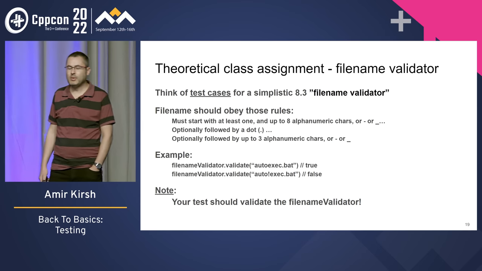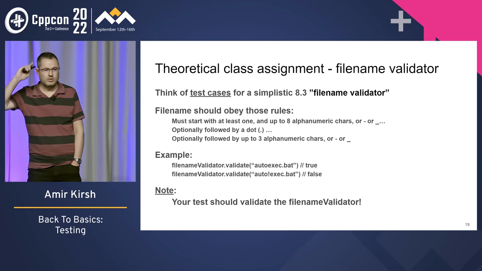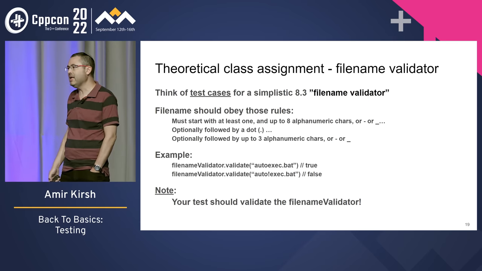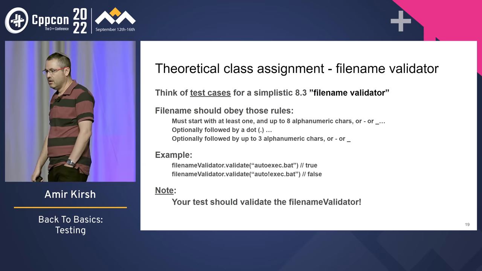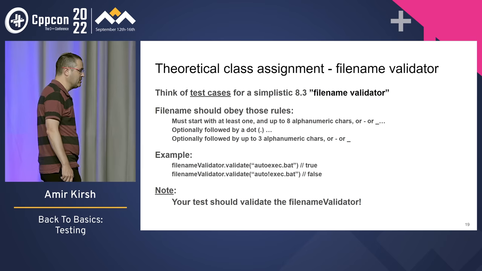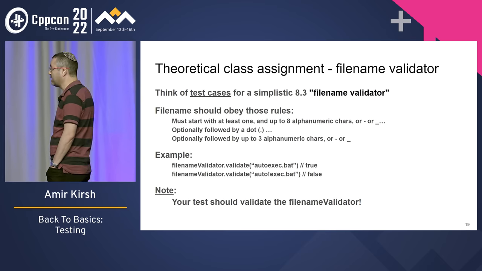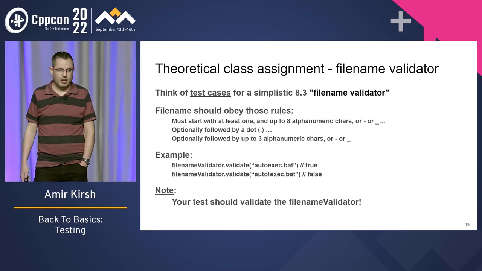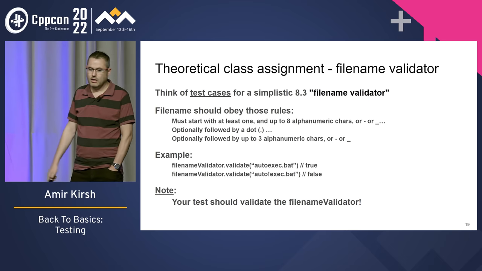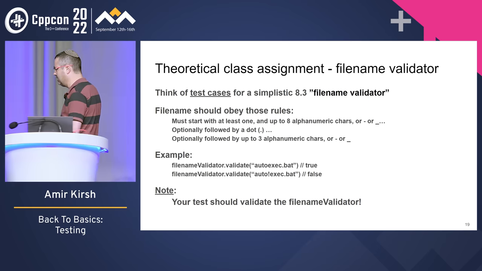Let's do a theoretical class assignment. Are you ready for a class assignment? Can you open your notebooks? Okay, you can do it in your head. Let's assume that we have a file name validator, and the file name validator validates file names. The rule for a valid file name is that it should be 8 characters, then it might have a dot, then a suffix of 3 characters or less. And the characters should be alphanumeric or a dash or underscore. So there are some rules, okay? Can you think of a few tests? We want to test the file name validator.